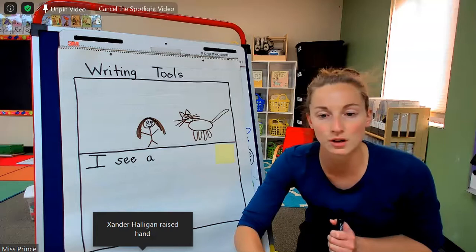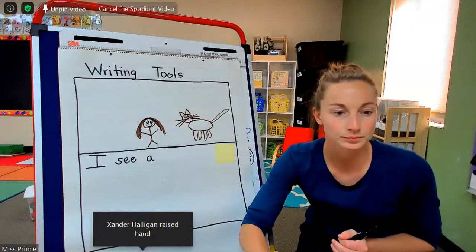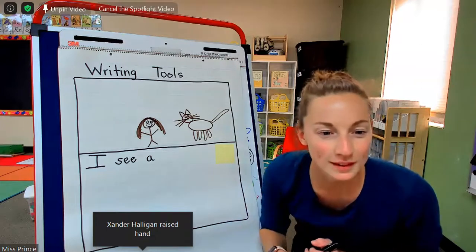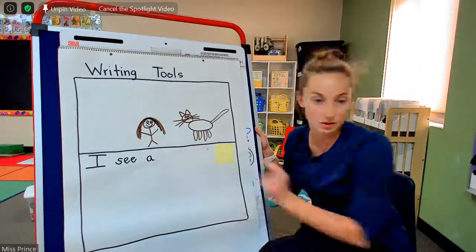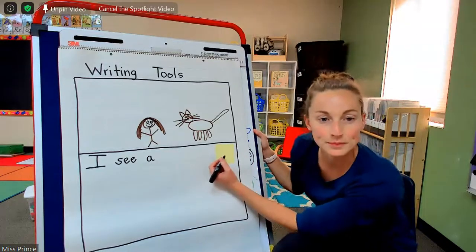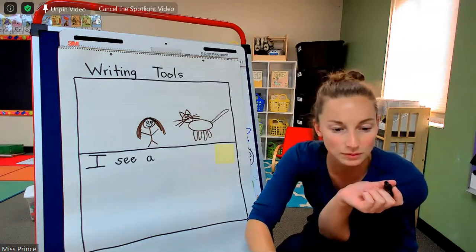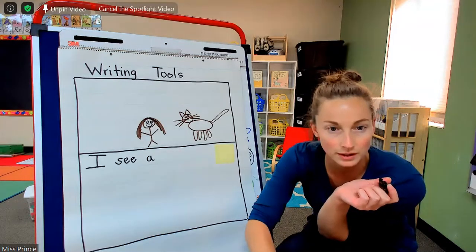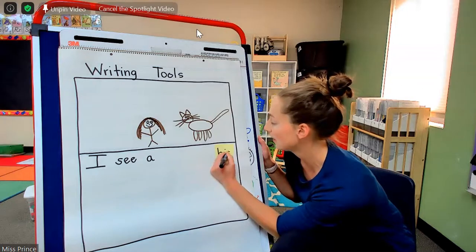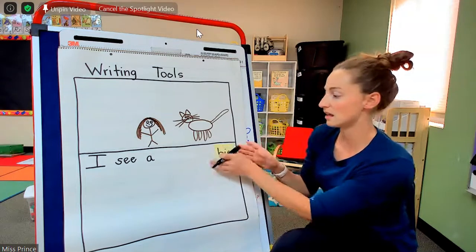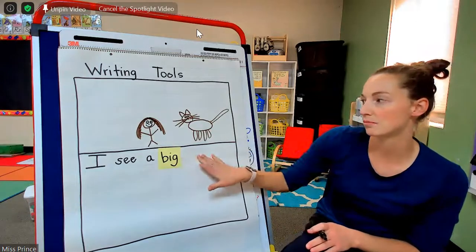Xander, you may turn your video on and show me how you modeled the word big. Awesome job. Okay. Can you spell it for me, Xander? You may unmute. You're going to help me spell it, and then we're going to add it to our story. I think you're muted still. Oh, let me give you, there you go. Now you can unmute. Nice job. B-I-G. I see a big, I see a big cat.